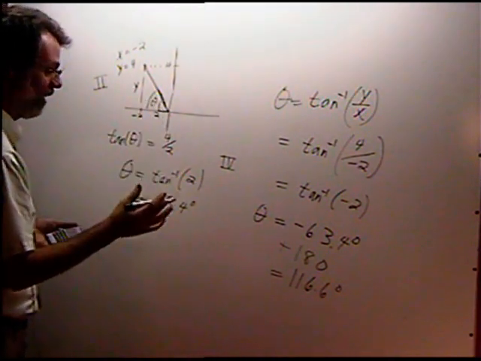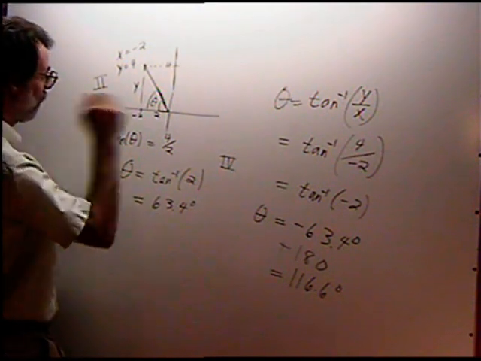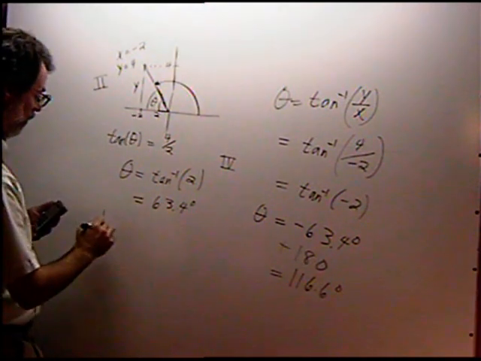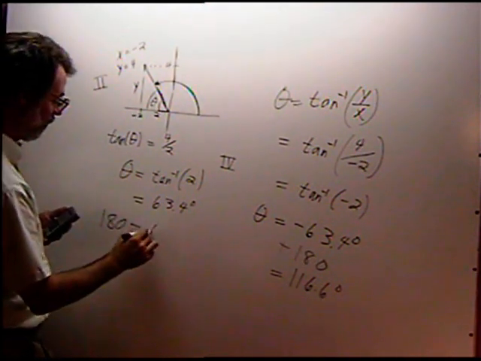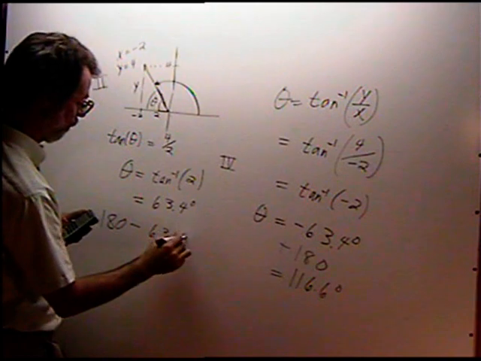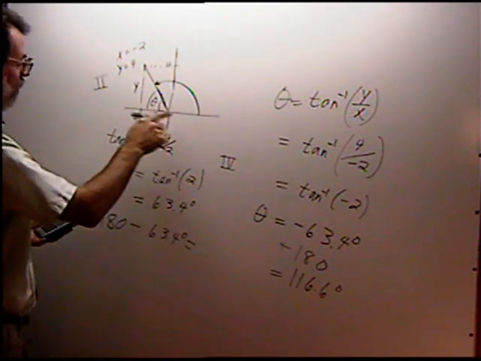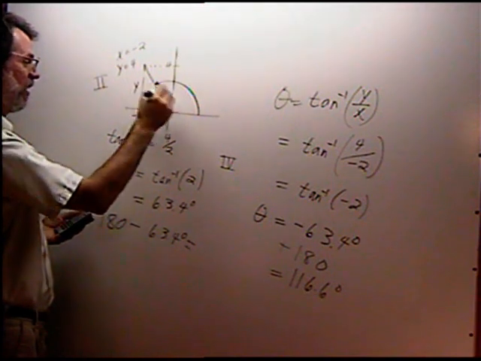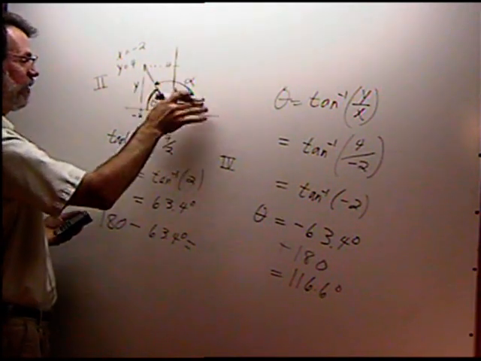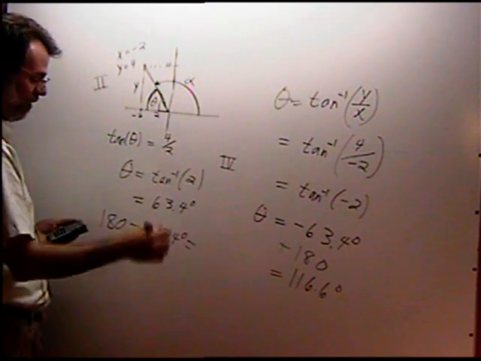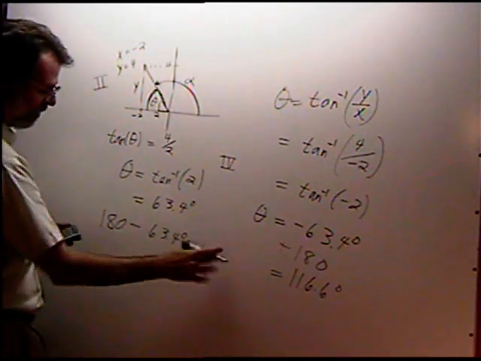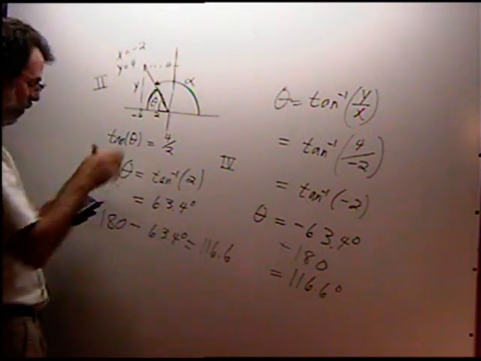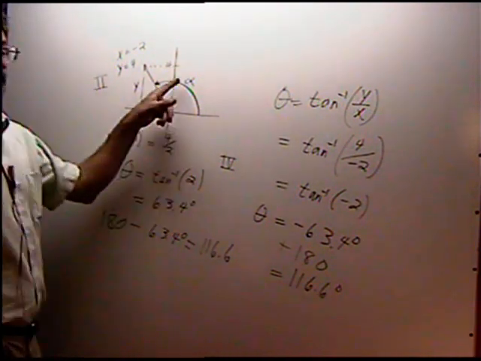But what do I have to do? I have to take that. This angle here is 180 degrees minus 63.4. Here's 180, and I subtract this angle here, and that gives me this angle here. This is what I'm really looking for. So notice that gives us the same answer as before, 116.6. So there are several ways to make sure you get the right angle you want.